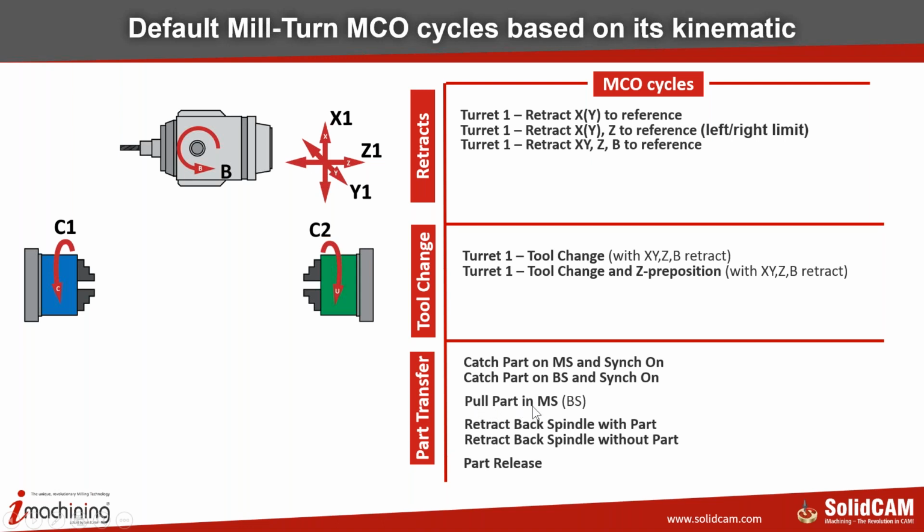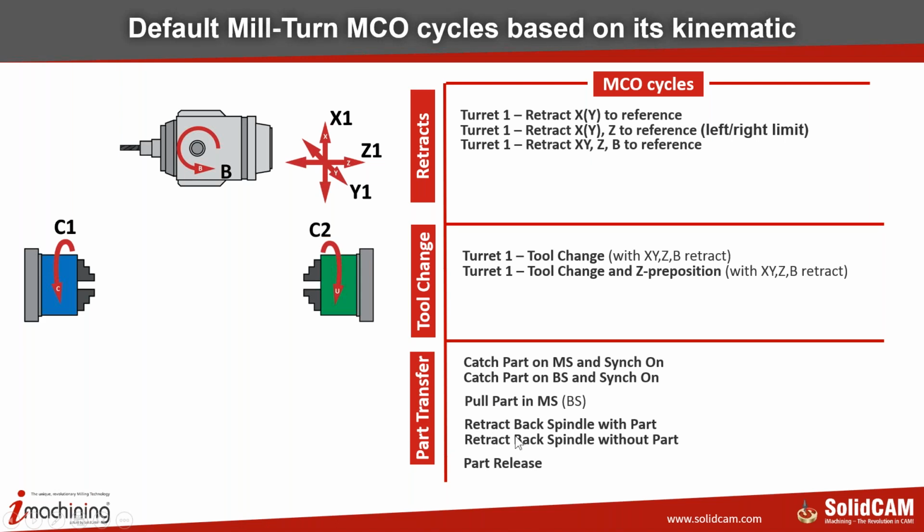Now we have a pull part in main spindle. So basically, once you are here, you can pull. Okay. This is a very rare case, I haven't actually seen any, where the mill turn machine has 2 bar feeders. Usually they have 1 bar feeder, which is either on the main or sub spindle. And I think in 99% of the cases I've seen, it's on the main spindle.